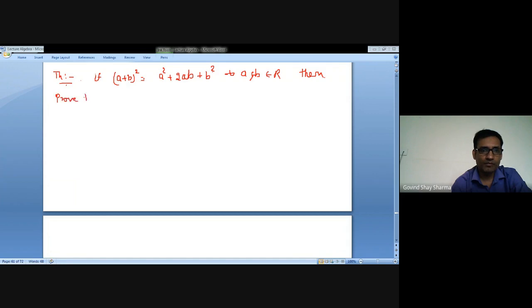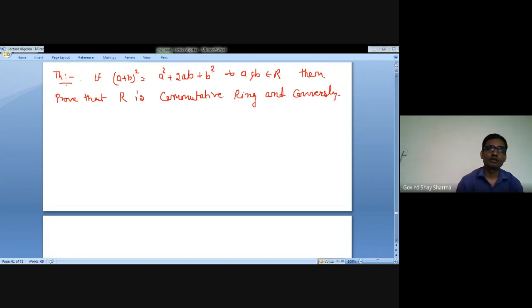prove that R is a commutative ring, and the converse. Conversely, given that (a plus b) whole square is equal to a square plus 2ab plus b square for all a and b belongs to R, R here a ring, then show that R is a commutative ring.